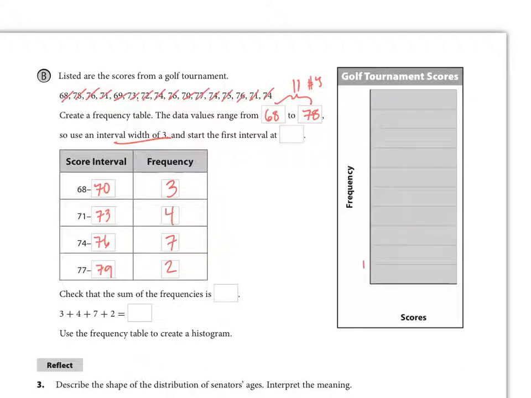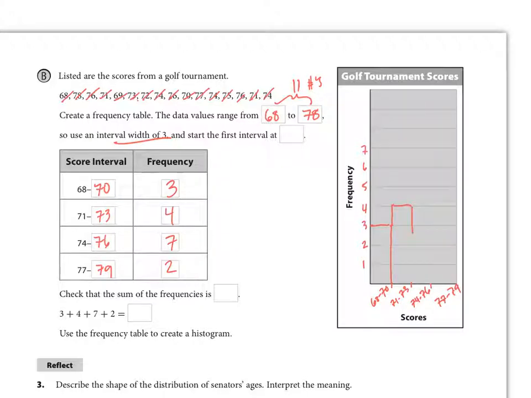My highest frequency is a 7, so on my y-axis, I can go by ones and fit it in just fine, up to 7. I'm going to have my intervals along the x-axis. My first bar is going to be 68 to 70. Then I'm going to have 71 to 73, 74 to 76, and 77 to 79. So my first bar is going to go up to 3, so it's going to be like this. Try to draw it as neat as I can. 71 to 73 is up to 4.